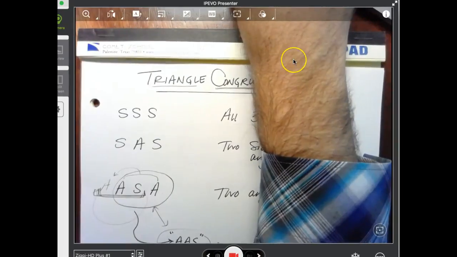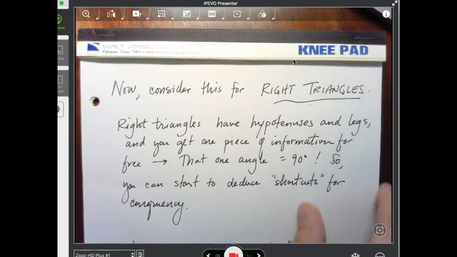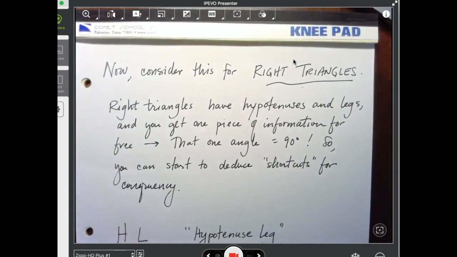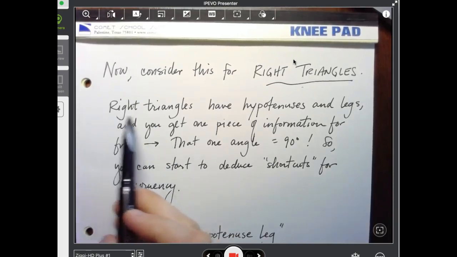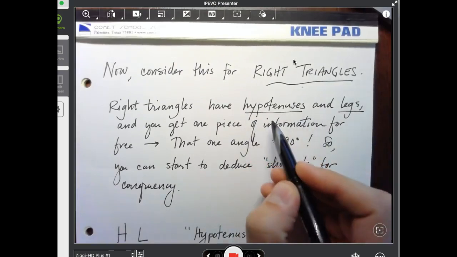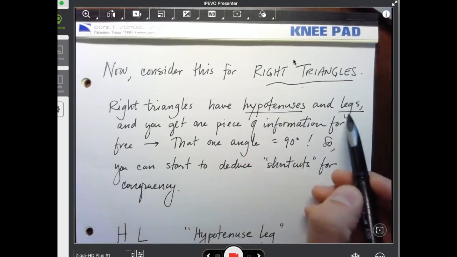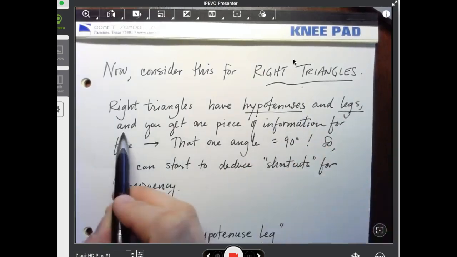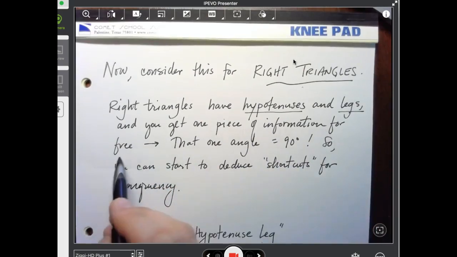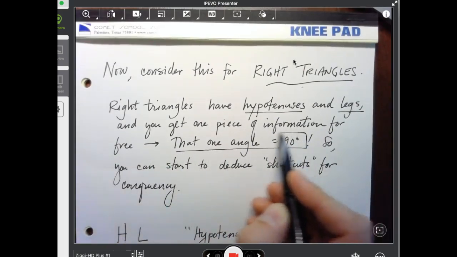Okay, so we're now going to look at something for right triangles. This is interesting. Right triangles come with a lot of extra material and information for free. Right triangles have hypotenuses and legs, and of course a hypotenuse is the side across from the right angle. It's the longest of the sides, and the other two are called legs. And you get one piece of information for free with right triangles. You already know that one of the angles is 90 degrees.